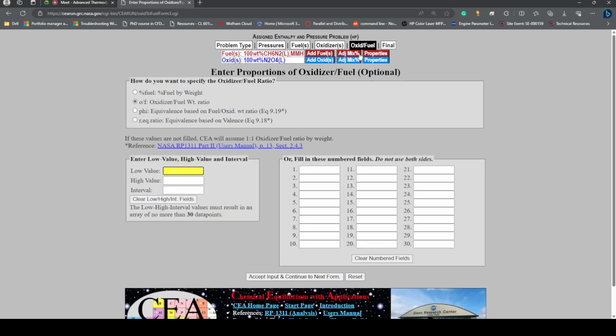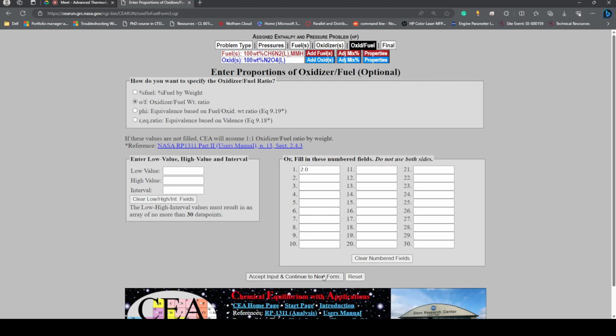Finally, what is the oxidizer fuel ratio? In our case, the oxidizer fuel ratio is nothing but 2. So we can type here 2, the first one. In fact, you can type 4, you can keep on typing and see which one gives you the highest temperature. Those things you can do. You can play around with this.